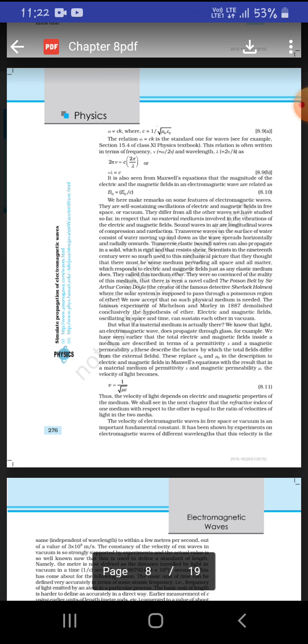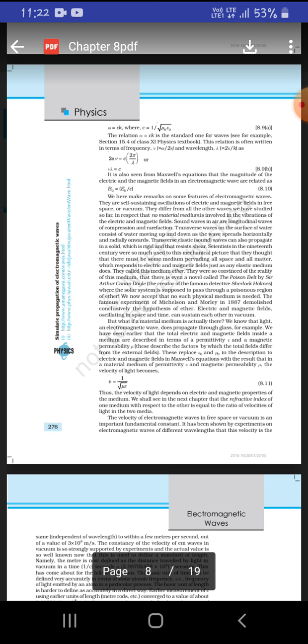Other waves include sound waves in air, which are longitudinal waves of compression and rarefaction, and transverse waves on the surface of water, which consist of water moving up and down. You learnt about transverse waves in the wave chapter in your 11th class, and many other examples have been given.